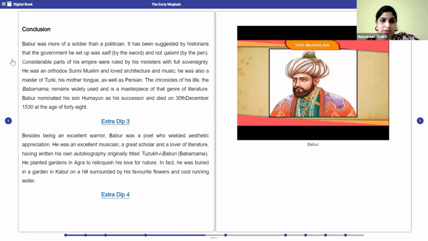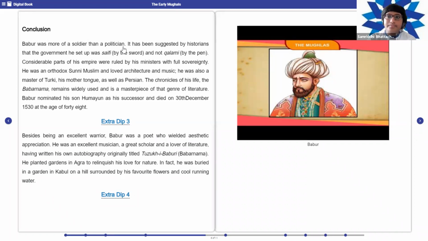Conclusion. Babur was more of a soldier than a politician. Don't you feel that? Was he a politician, or was he a soldier? No, ma'am, he was not a politician. A person who is winning battle after battle will be called a politician or a soldier? Ma'am, he will be called a great soldier.